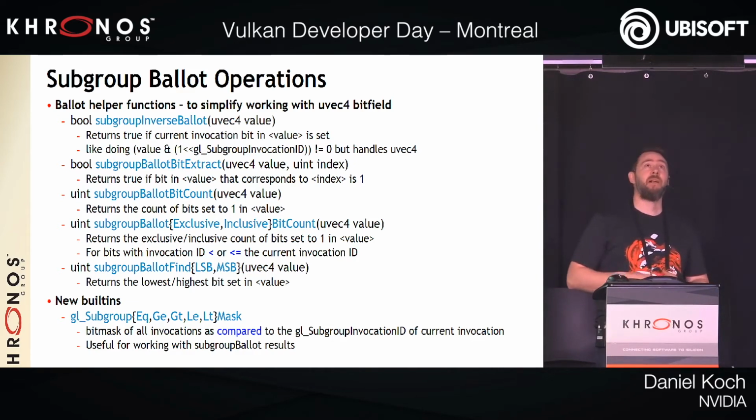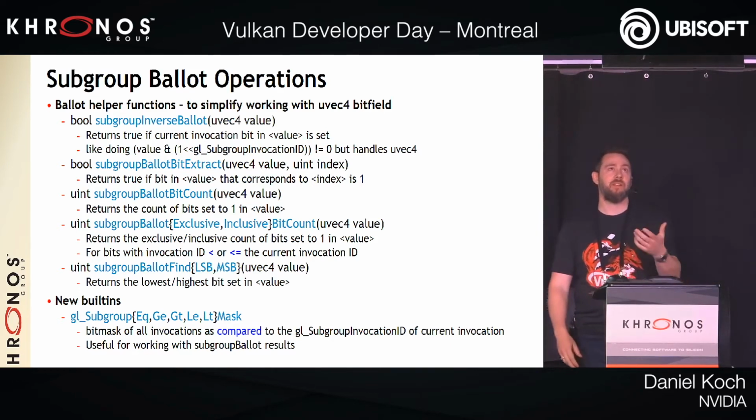Subgroup inverse ballot sounds complicated, but it's basically just a simple way of saying, okay, did my current thread evaluate that ballot to true or not? And what you pass into these functions, the uvec4 value, is basically just the result of a previous subgroup ballot call. So you can bit extract, pull a specific bit out so you can check if it was true or not. Bit count counts the number of lanes that the computation evaluated true in.